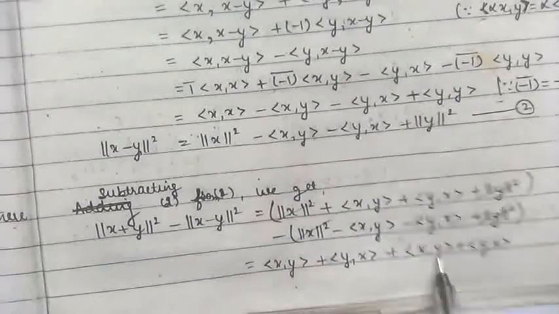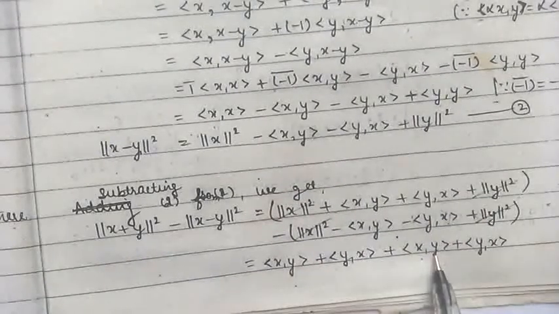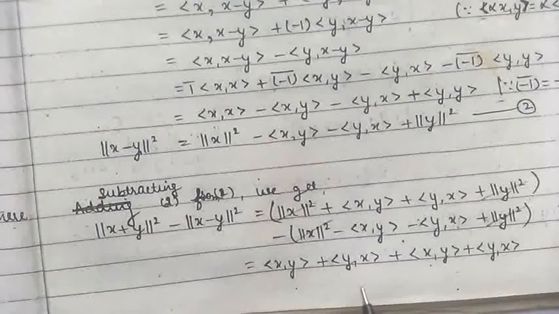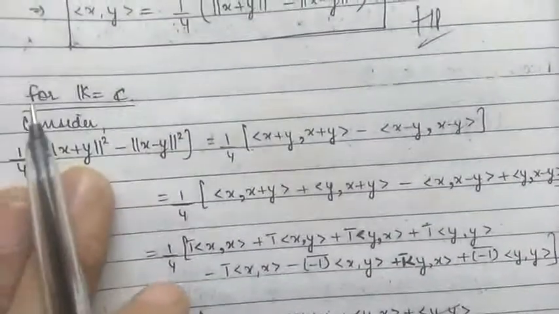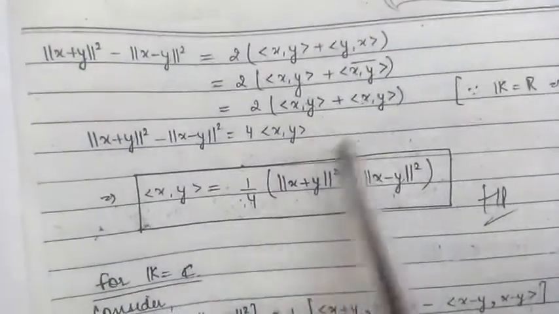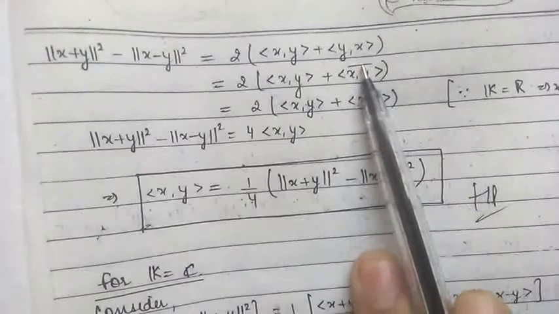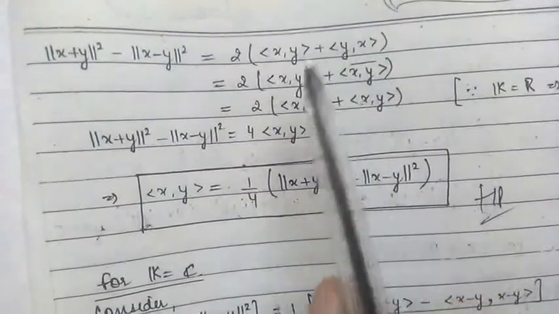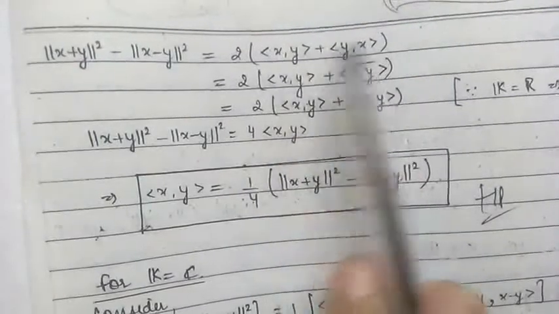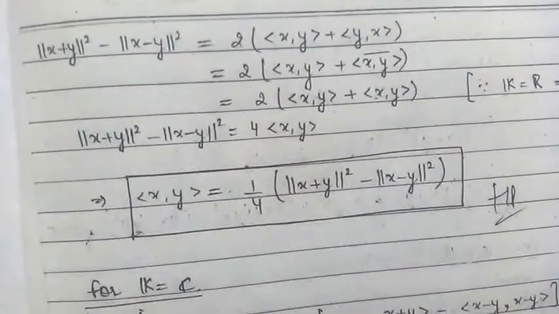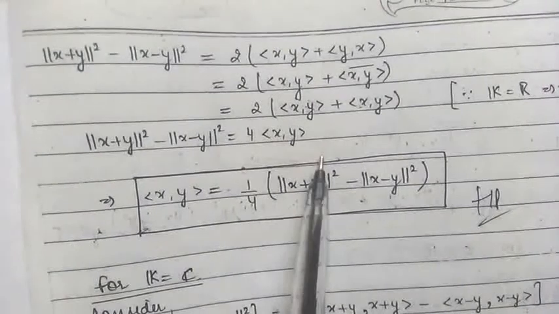So this will become 2 times inner product of x with y plus 2 times inner product of y with x. Now, because the space is over the field of real numbers, the conjugate of inner product of x and y will be the same as inner product of y with x. So these two terms will get added, and we get 4 times inner product of x with y.